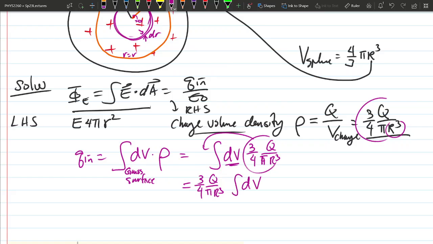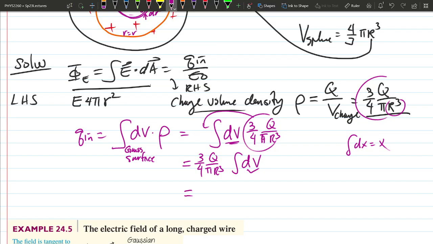I'm just trying to remember that dV. Just like when you integrate dx, you end up with x, you integrate dV, you end up with the volume. But in this case, what volume are we talking about? Volume of the charge or volume of my Gaussian surface? The Gaussian surface, yeah. That's actually the r to the third. This is the volume of the Gaussian surface, okay?